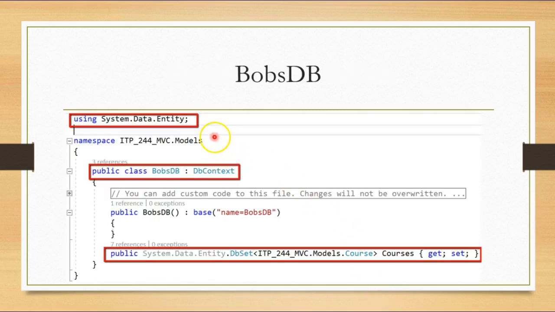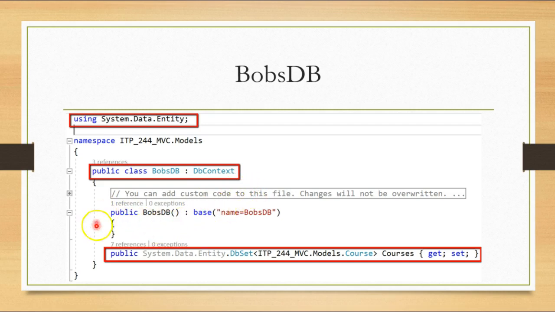In BobsDB, notice we have a reference to the assembly system.data.entity. The name of the class is BobsDB. That's what we named it earlier. This inherits DbContext, which is found in system.data.entity. The purpose of this whole class here, BobsDB, is to give us a reference or connection point to our data.